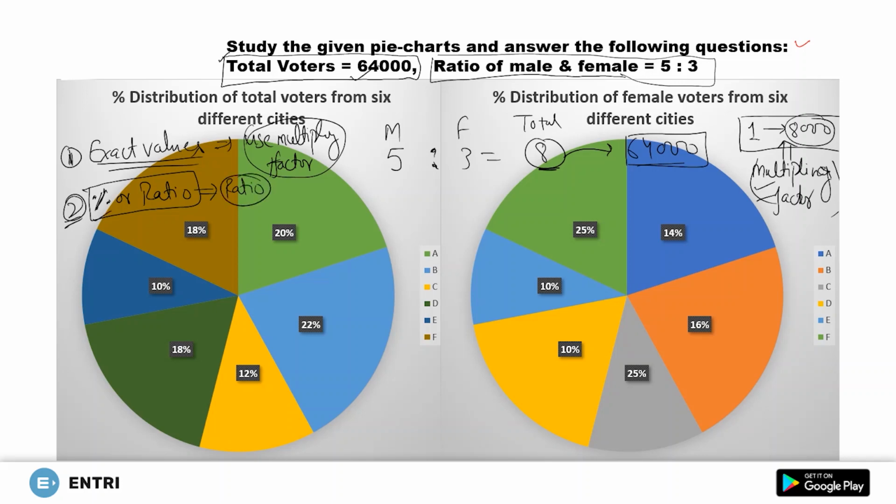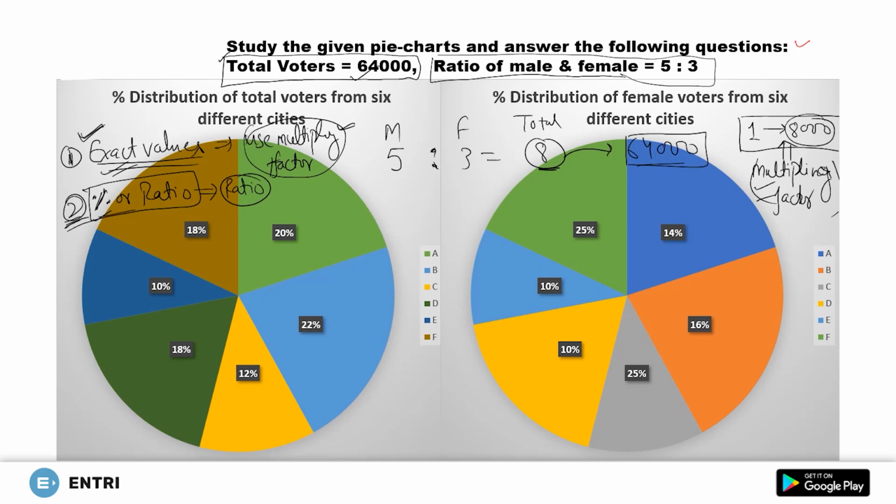So I told you there are two types of questions he will ask you. The first type is exact values, in which he will ask you to find an exact value. And what are those questions? For example, if he asks you to find the average, or the number of total males, number of total females in this city or that city, those are exact values. In those questions you need to use this multiplying factor.